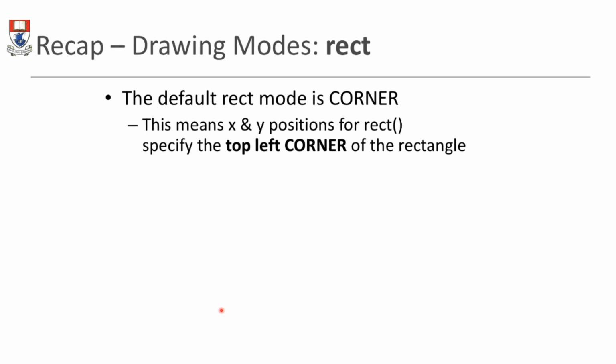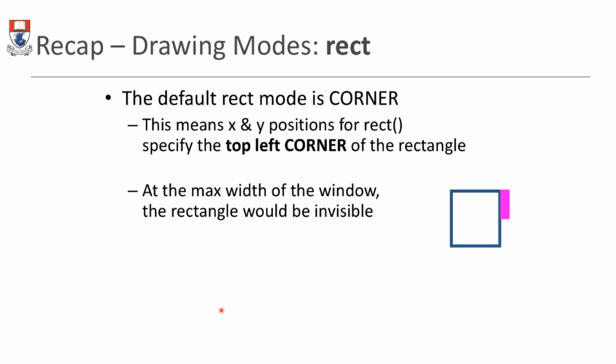So back to our drawing modes again. We have rectangle. The default rectangle mode is corner. This means X and Y positions for the rectangle specify the top left-hand corner of the rectangle. So if we're drawing a rectangle and we specified the X value to be the width of the window, the rectangle that we're drawing would be invisible. Okay, so if we specify the width of the window as being the X coordinate for our rectangle, because the rectangle is in the top left hand corner, we wouldn't actually see the rectangle being drawn at all. That's what we're getting at.